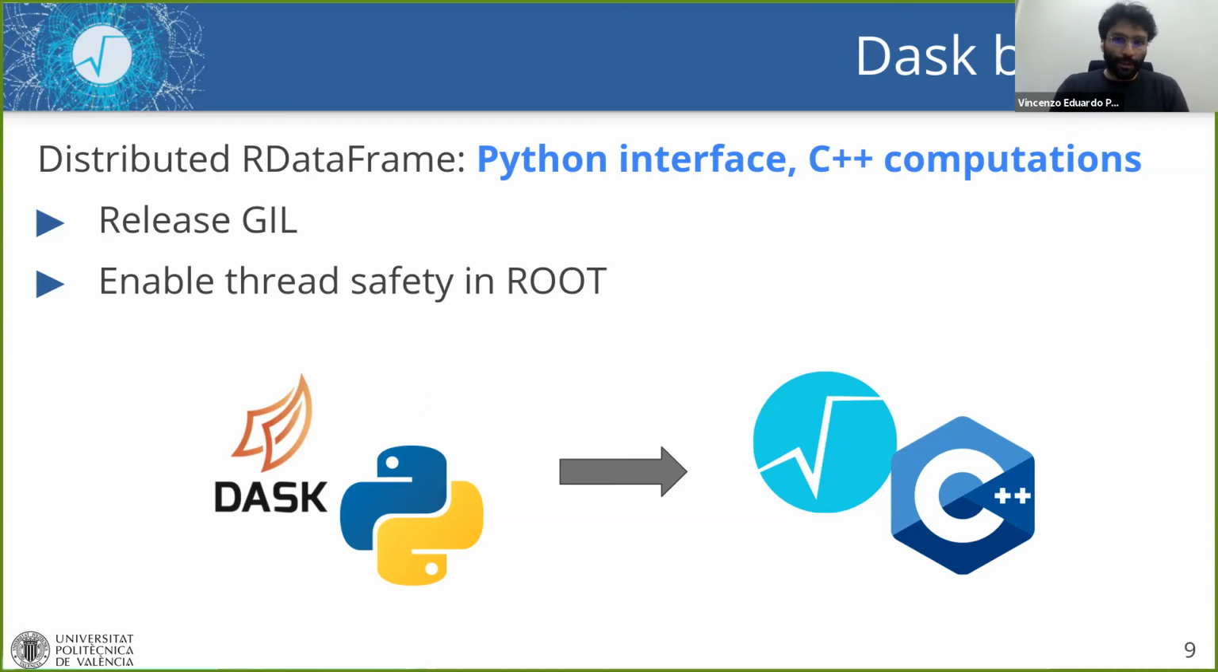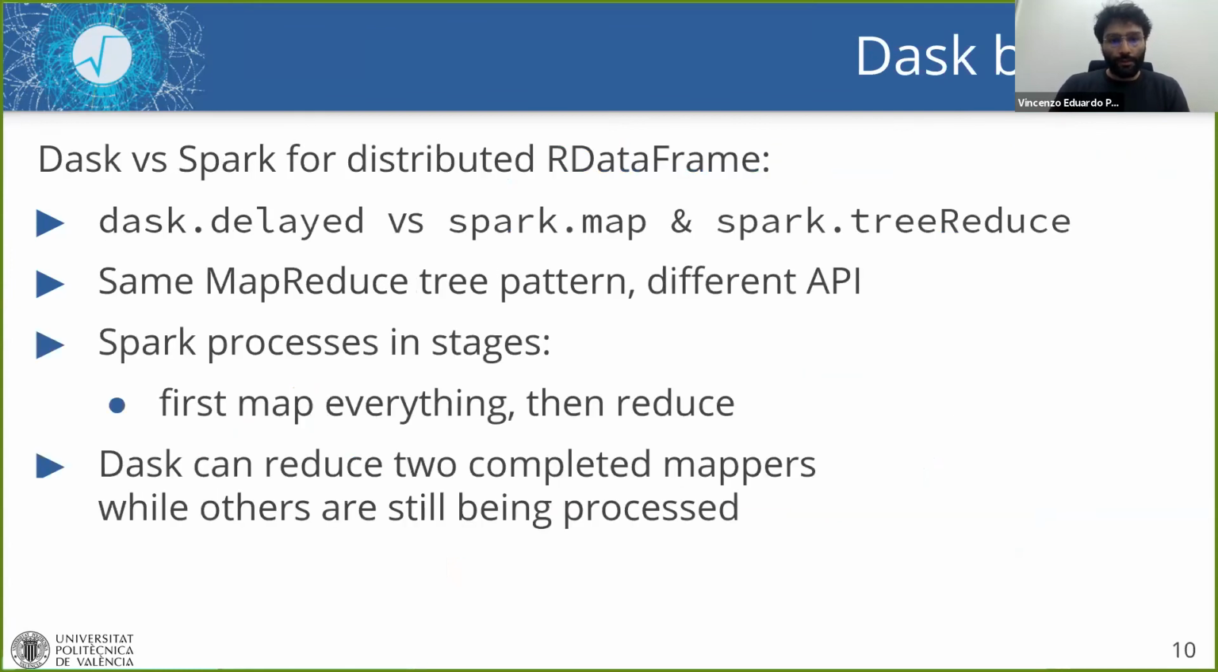Since with Dask you can also run in a multi-threaded configuration in the workers of the cluster, we had to make sure that we were releasing the GIL, for example, and enabling the thread safety on the ROOT side in order to avoid contention on the workers themselves. So finally, before going to the demo, here are some of the differences that we saw in the development of the Dask backend with respect to the Spark backend.